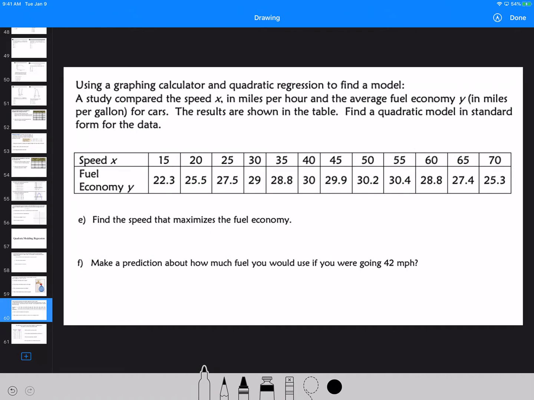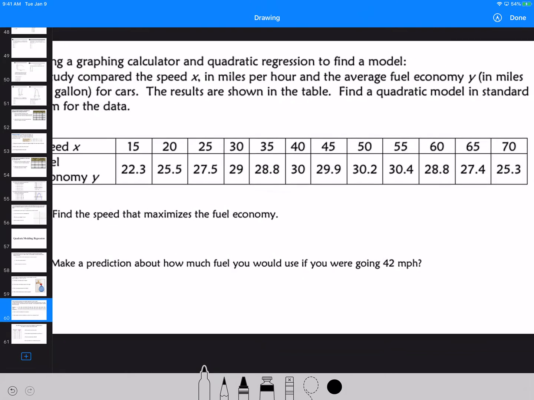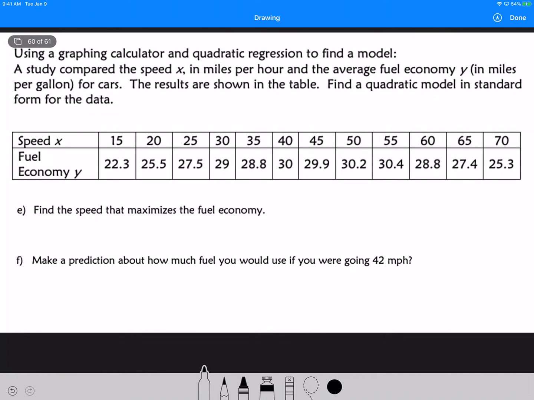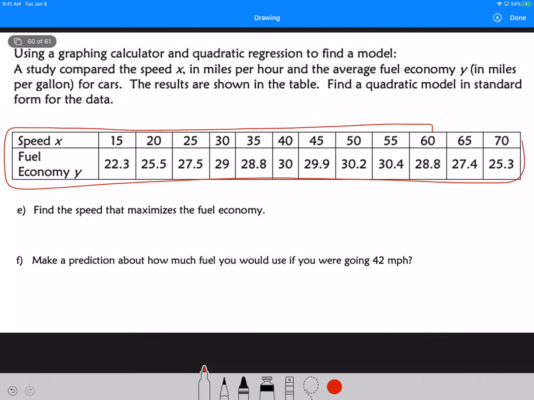All right, so the last slide that I'm going to go over today is the quadratic regression model, and I'm going to ask you to solve this question on your own, and then this will be a question for you guys to do on the homework. So, using a graphing calculator and quadratic regression to find the model. So here I have all these values, and I'm going to put these into the graphing calculator.